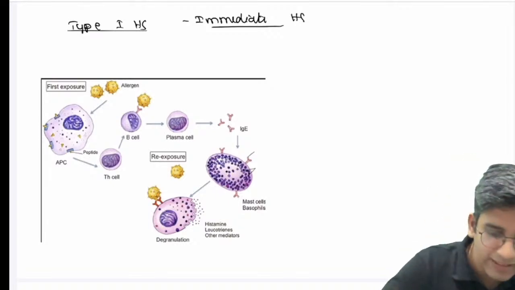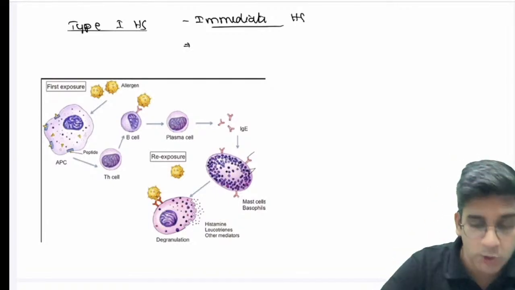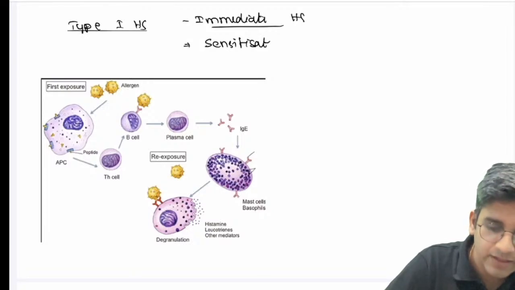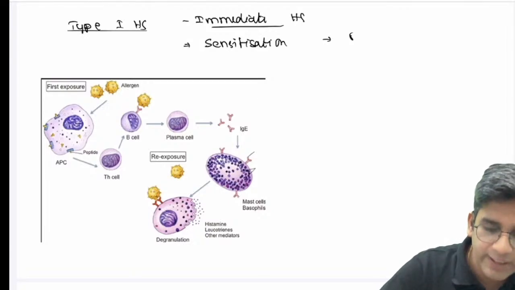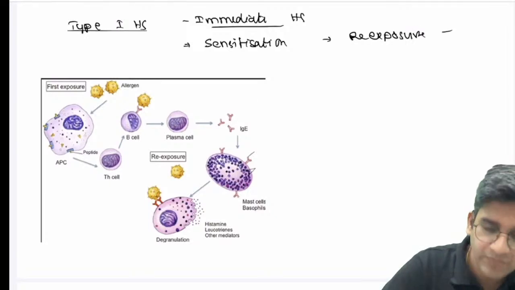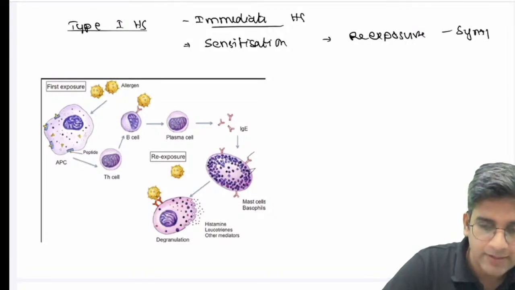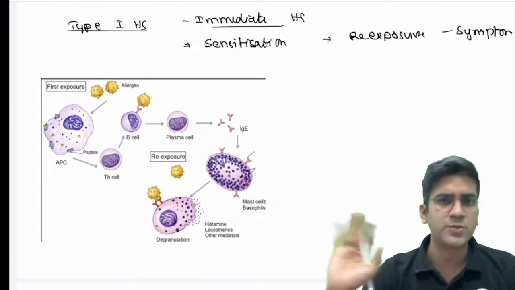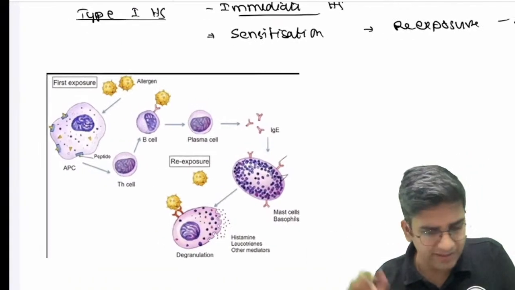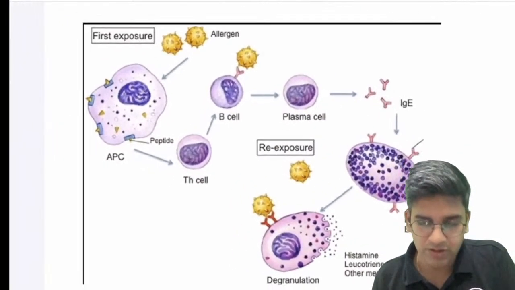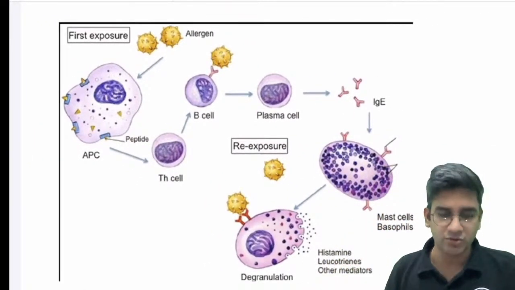Second, type 1 hypersensitivity reaction will always have a sensitization phase, then a re-exposure, then symptoms. This is the template of almost every allergic response: sensitization, re-exposure, and symptoms, right? There's an image, it's from Google. We have beautiful images, Robbins as well, right? I'll just zoom this. Since both of them are in the same image, I took this, that's all.